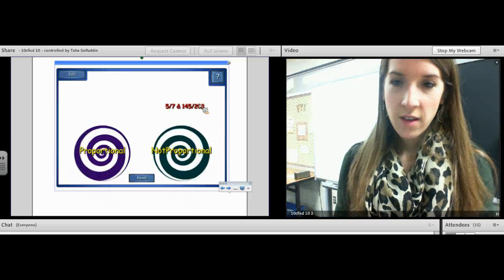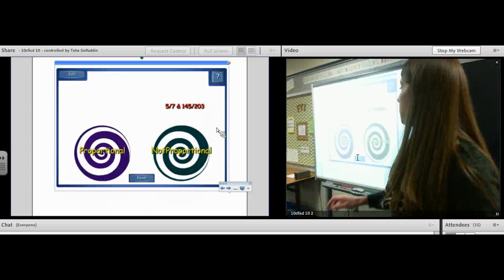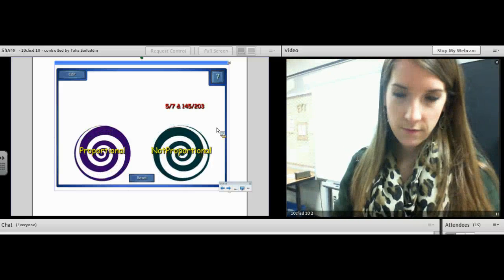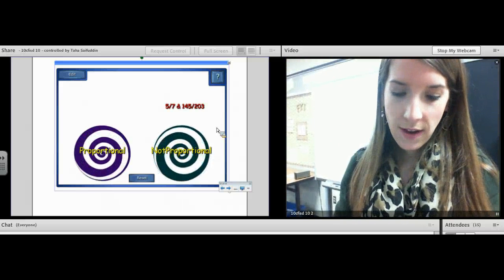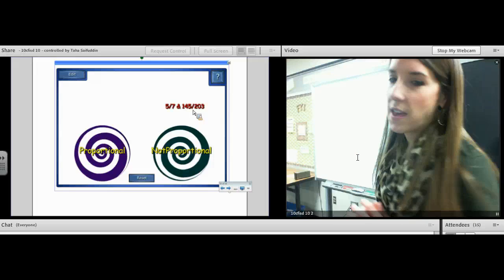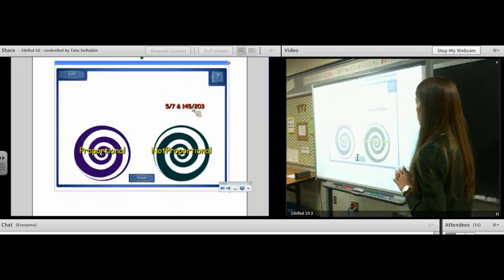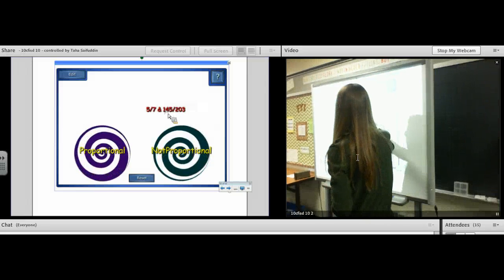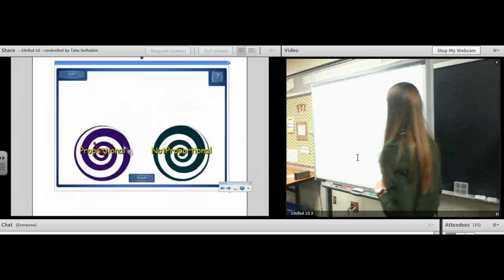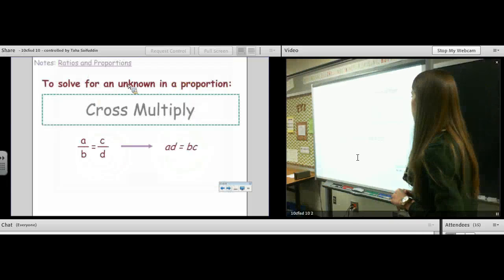Okay. 145 divided by 203, and 5 divided by 7. Those equal the exact same thing. Proportional. I thought someone was going to do it. I'll do it. Are you going to do it? Okay. There we go. Very good.